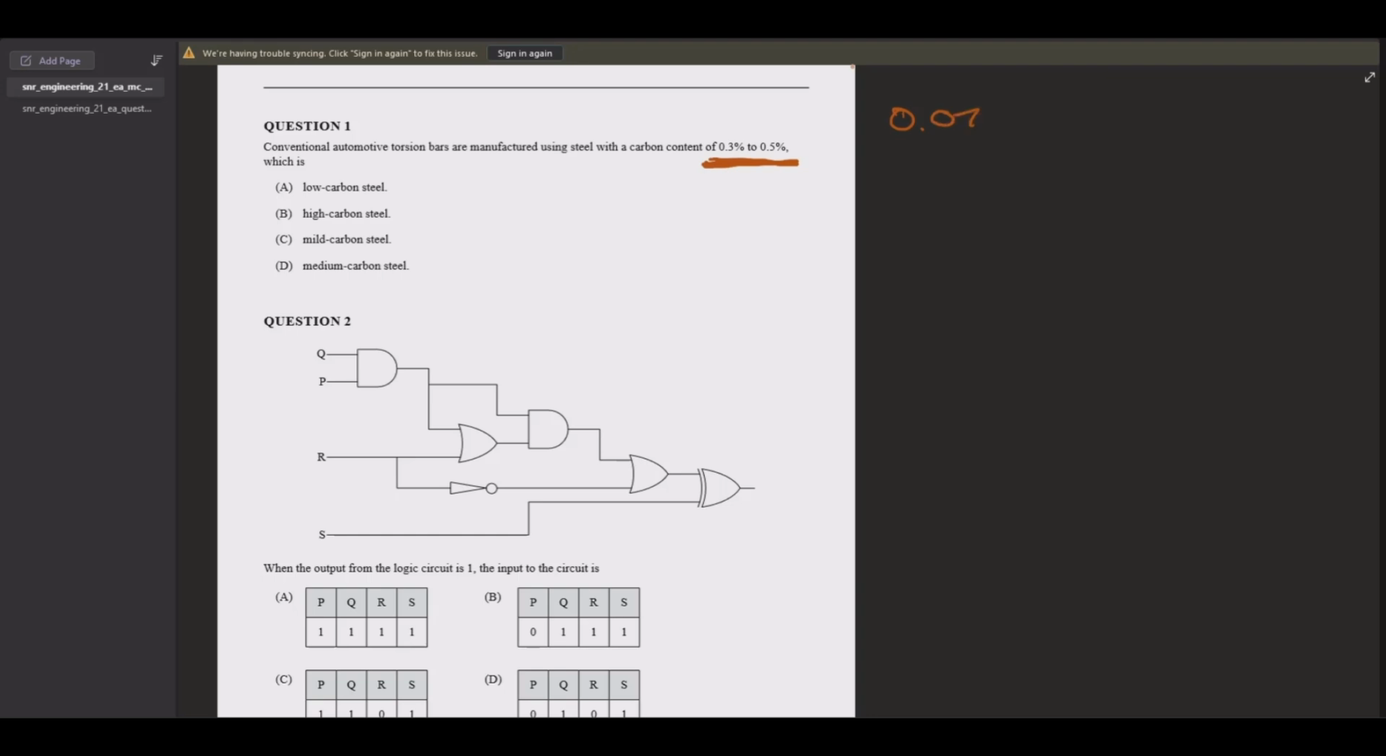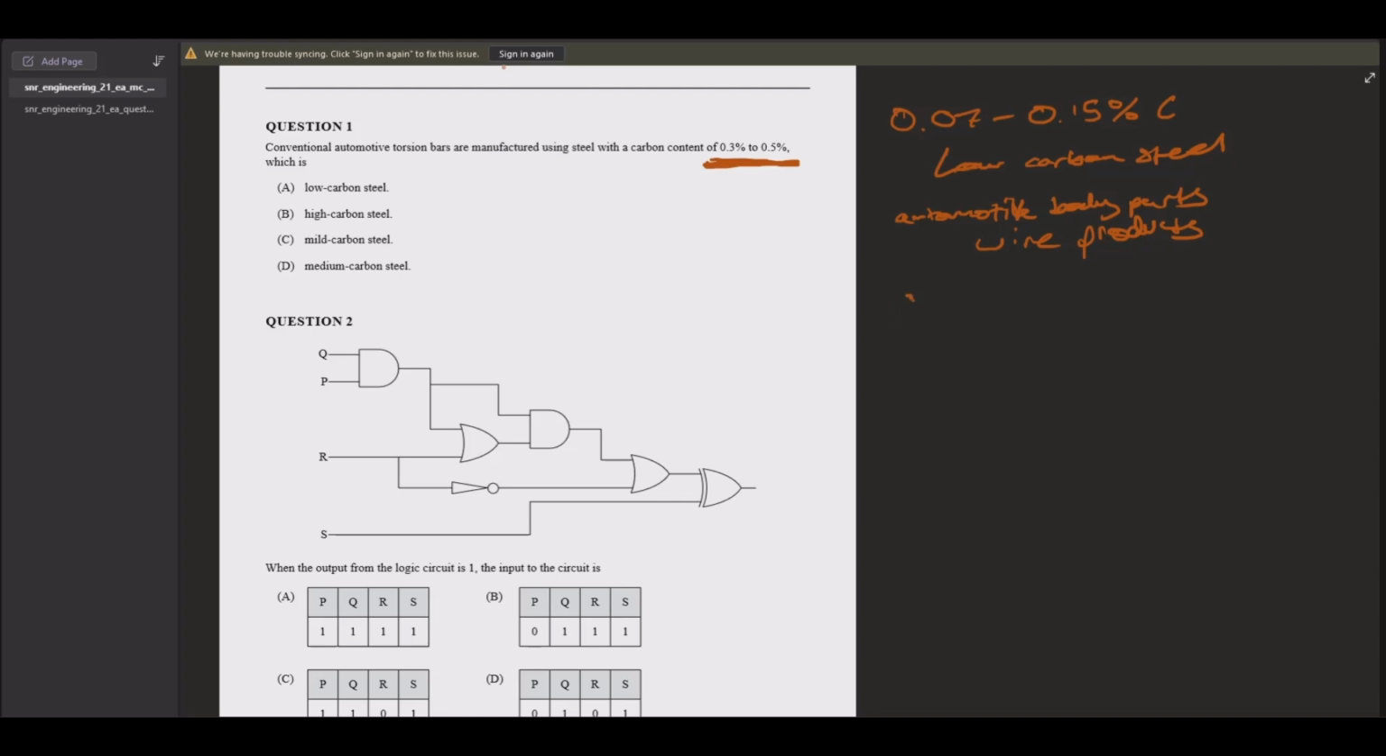So the first range that we have is 0.07 to 0.15% carbon, and that's your low carbon steel. And because it's low, it's going to be a little bit of a plastic material compared to the other steels, and we're going to mostly use this for automobile parts, body parts, which I think their specific wording is automotive body parts, and wire products.